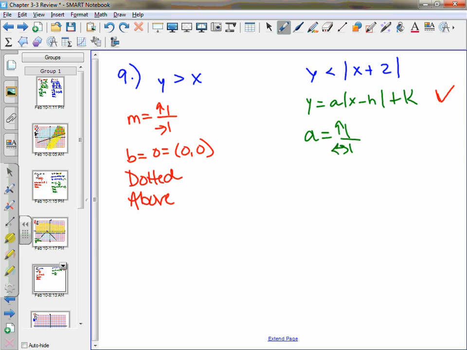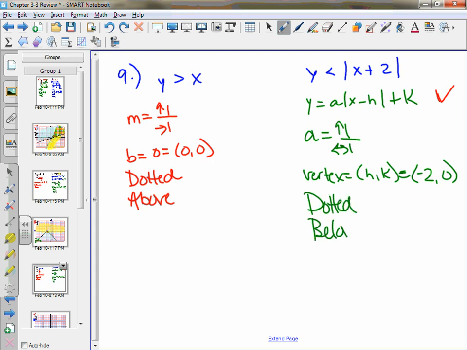And what is my vertex, which is (h, k)? It's the opposite of what the 2 currently is. So negative 2, 0. Please be very careful of that. It's the opposite of what you think it is. Is it solid or dotted? Above or below? Okay, now that I have all my information, what do I do?